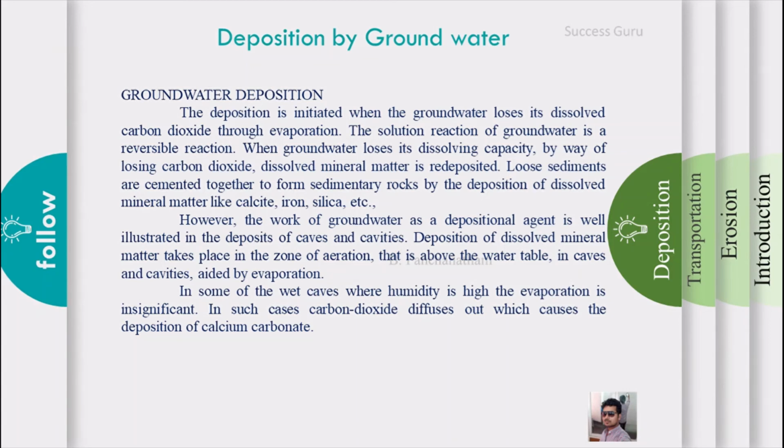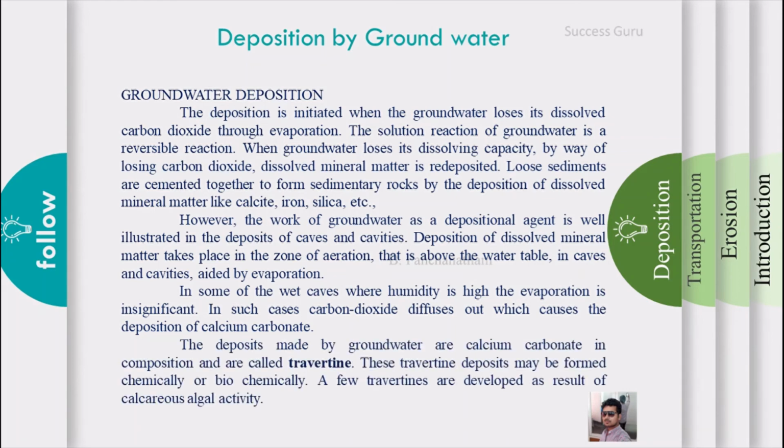So in some of the wet caves where humidity is high, the evaporation is insignificant. In such a case, carbon dioxide diffuses out, which causes the deposition of calcium carbonate. So the two main reasons for the deposition are one, the evaporation, and the second one is the diffusion of carbon dioxide. The deposits made by the groundwater are calcium carbonate in composition and are commonly called travertine. These travertine deposits may be formed chemically or biochemically. A few travertine deposits have resulted from calcareous algal activity.